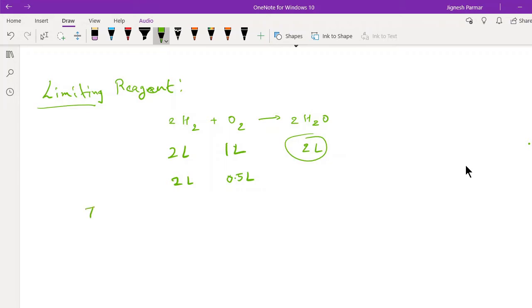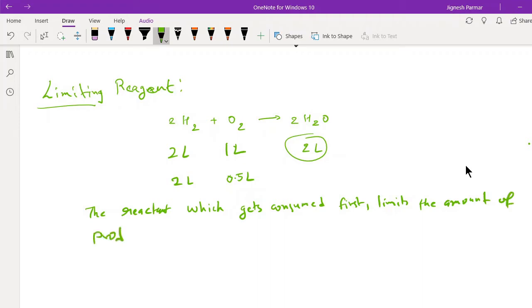So what we can say, this is a definition: the reactant which gets consumed faster, which gets consumed first, limits the amount of product, and is called the limiting reagent. So guys, this is what is called a limiting reagent.